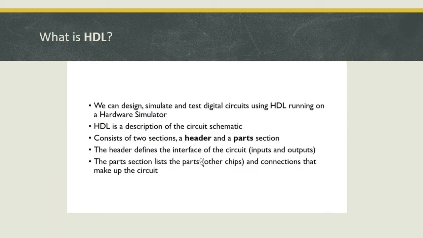So it consists of two sections. We have the header and the parts. The header defines the interface of the circuit. Obviously, in making a digital circuit, we have inputs, right? For example, the IC we bought, the 74LS08, has inputs and an output. The output you then connect to the input of the other IC. So those define the header. The header is just one part of the HDL.